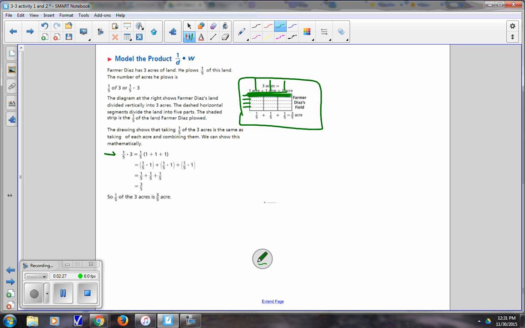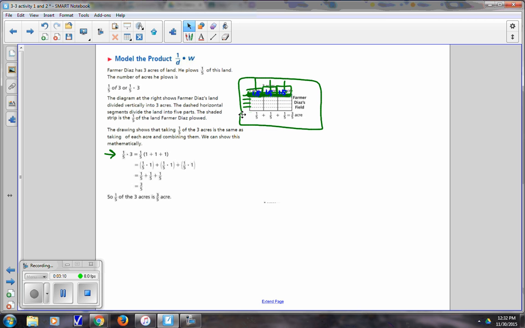If you notice right here, this is how we would look at it as a mathematical equation. So 1/5 times 1 plus 1 plus 1. 1/5 times 1 plus 1/5 times 1 plus 1/5 times 1, or 1/5 plus 1/5 plus 1/5 equals 3/5. Here's 1/5. Here's 2/5. Here's 3/5. 3 acres is 3/5 of an acre. Don't worry, we're going to do another example if that confused you. I'm hoping that you see that this is 1/5. This is 1/5, and this is 1/5.